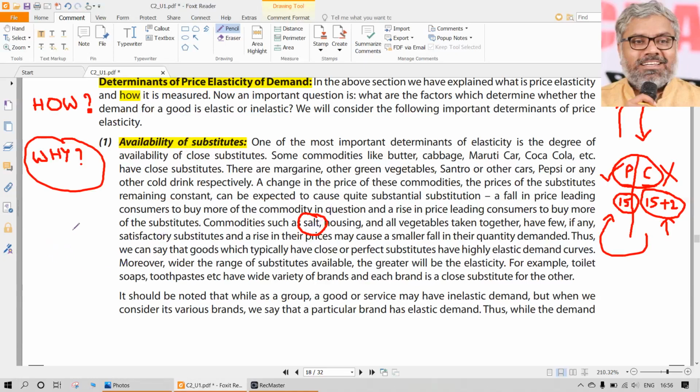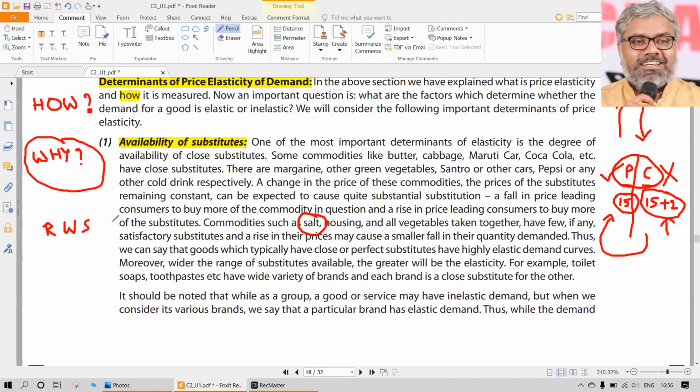In fact, even with an example we have seen since the beginning of this chapter. We have taken 3 examples: radio, wheat, and salt. In that, of course, radio was having higher price elasticity. Wheat was having relatively lesser price elasticity. Salt was almost like zero, near to zero.